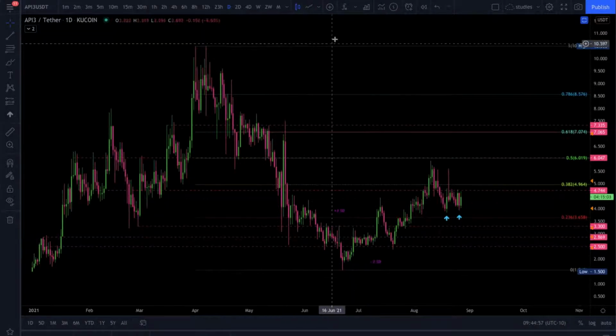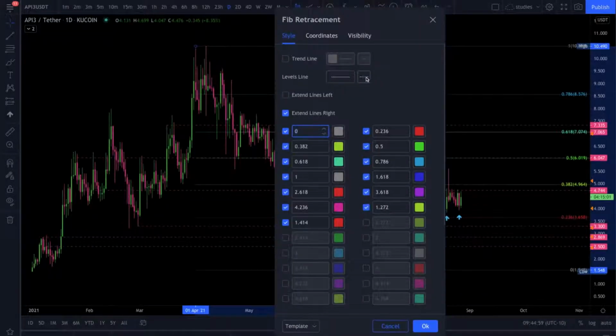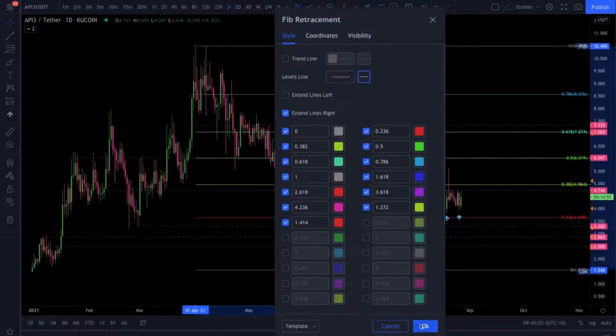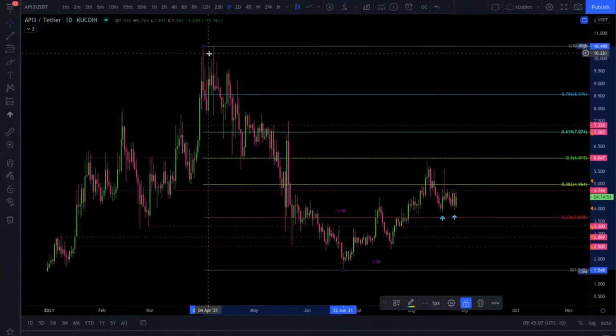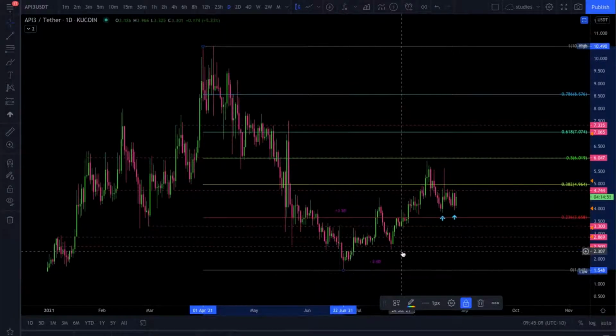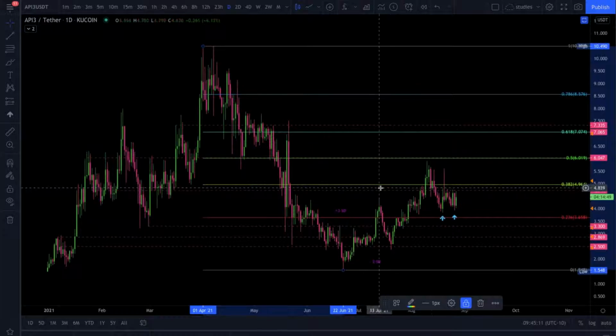Did I hide it? Oh, okay. Let me just make it a little bit easier to see here. I'll make it a solid line. So, we have our Fib retracement here, high to low, okay? And then we're just looking at the areas where we could potentially see support and resistance here.